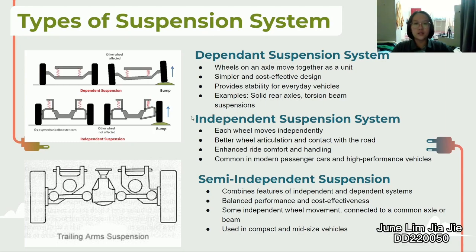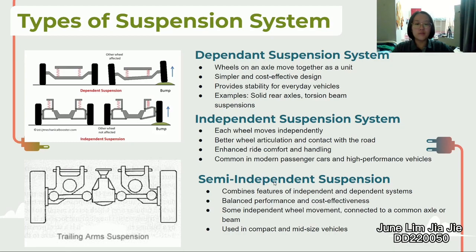The second type of suspension system is the independent suspension system. As you can see in this picture, each wheel moves independently. It has better wheel articulation and contact with the road. It enhances ride comfort and handling. Normally, this type of suspension is common in modern passenger cars and high-performance vehicles.